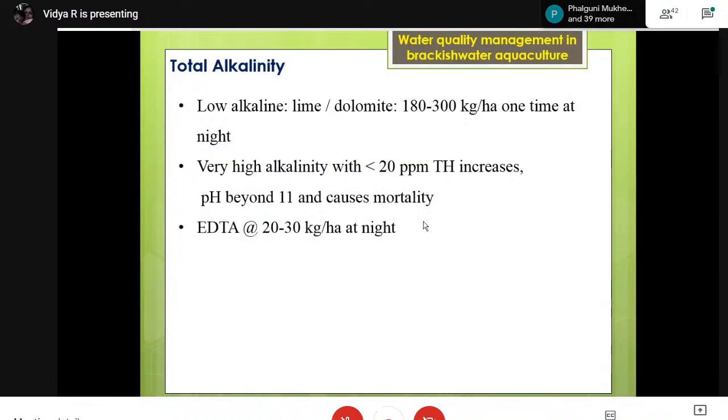If alkalinity is low, we can apply lime or dolomite at the rate of 180 to 300 kg per hectare at one time at night. If very high alkalinity is prevalent, with pH beyond 11, it can cause mortalities in the farm animals. EDTA at the rate of 20 to 30 kg per hectare at night will be applied to control the total alkalinity in the safe range.